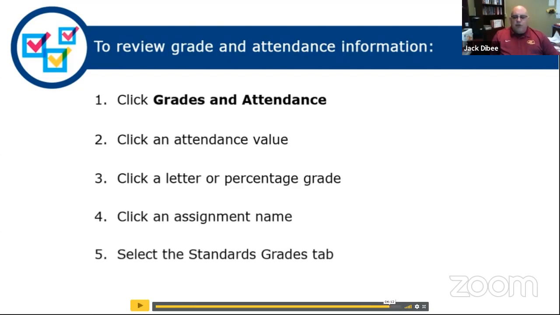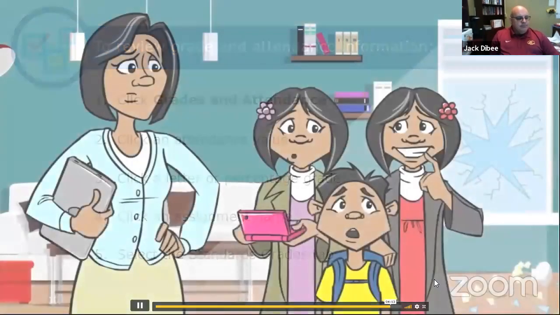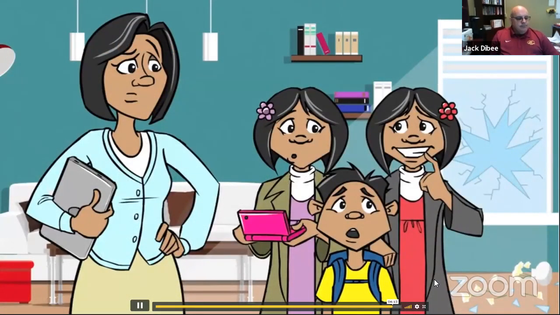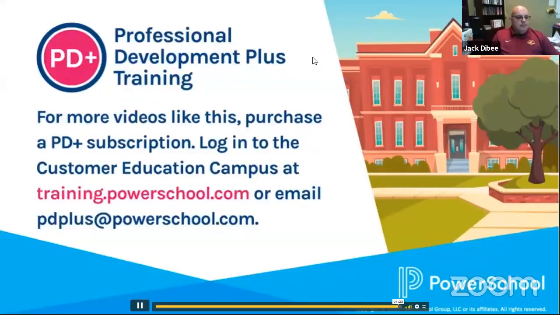And regardless of whether you're looking at the website or looking at the app, all of the same information is available on both locations. Using the PowerSchool student and parent portals to review your students' grades and attendance information eliminates some of life's surprises, but not all.